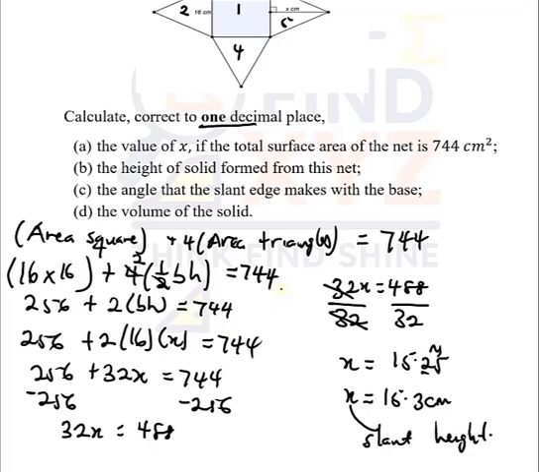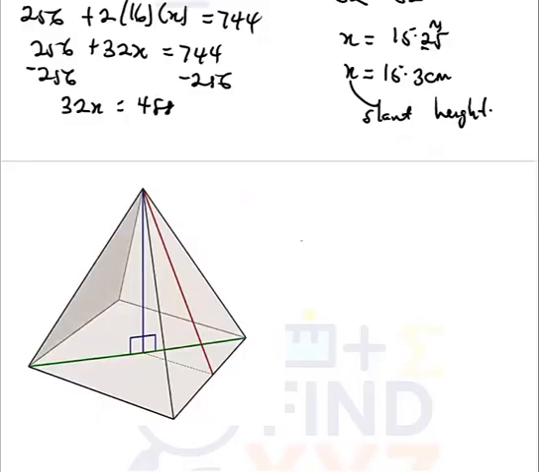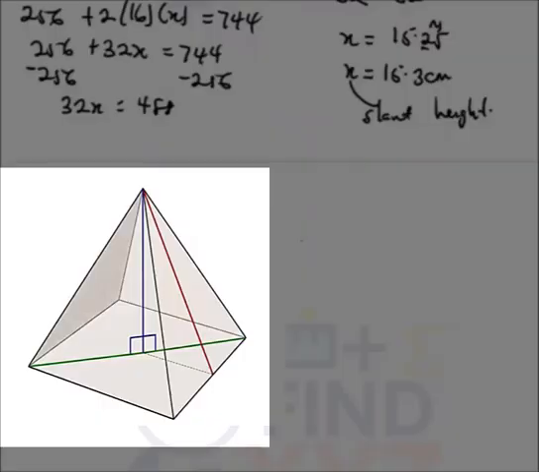The second part is for us to calculate the height of the solid formed from this net. It means that if you put everything together, it will form the solid, which is the pyramid. So let's form the pyramid. This is our pyramid formed from the net. I'll begin by labeling the points. So I have the base. I'll label the base as A, B, C, D. Label the apex as E. That is where all the triangles will meet at a point.